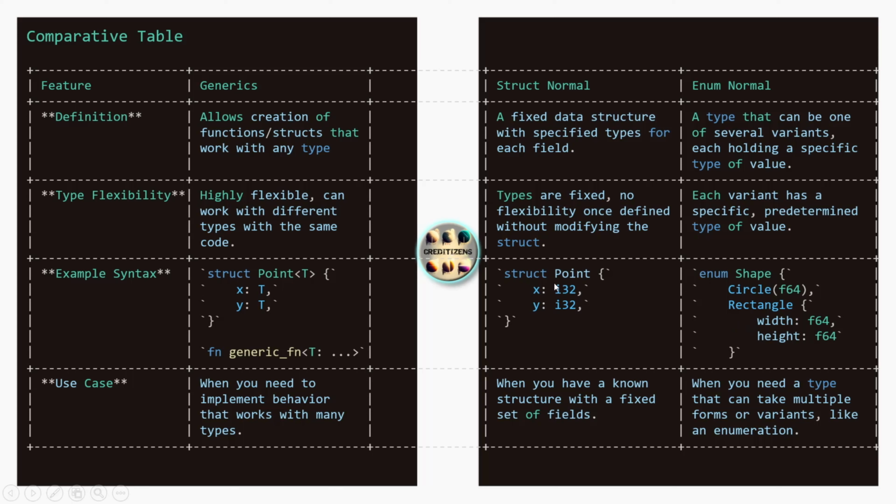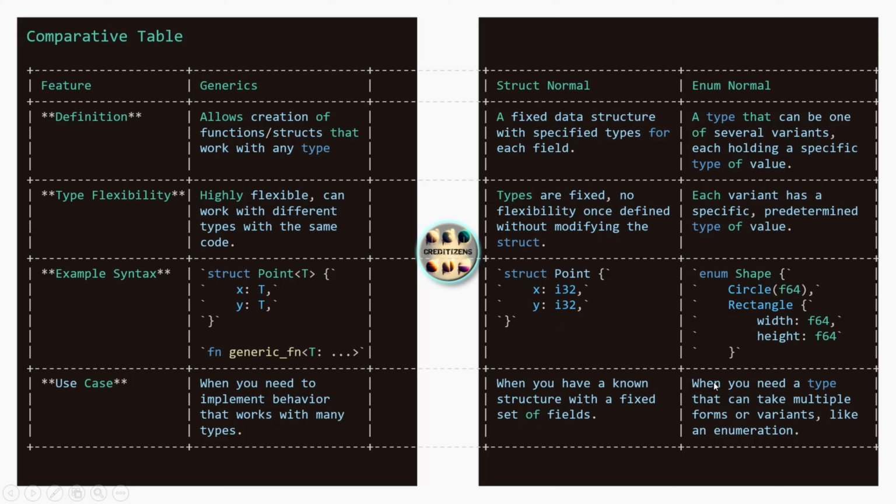Use cases. So when do you use generics? Use generics when you need to implement behavior that works with many types. We would use the struct when we have a known structure with a fixed set of fields. So this is our Python class. When you define, for example, I don't know, a bicycle, and you have the wheels, and you have fields that are defined and they're not going to change.